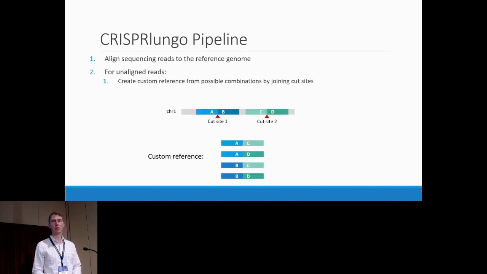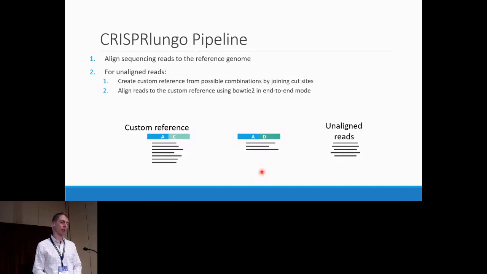The second step is for reads that do not align to the genome sequence: we will create custom references from possible combinations of known cut sites. So if a user provides two cut sites, for example, we can create a custom reference based on the known outcomes from possible combinations of those sites, as shown here. For this cut site, we can create the combinations between A and C, A and D, B and C, and B and D. And then we will align the remaining reads to these custom references using Bowtie2 in tune mode. This is a very biased analysis where we're only aligning reads to known possible outcomes, where the user knows what outcomes are expected.